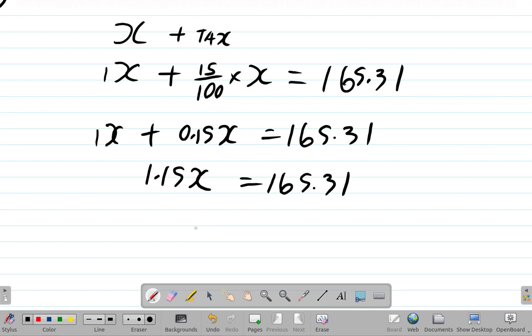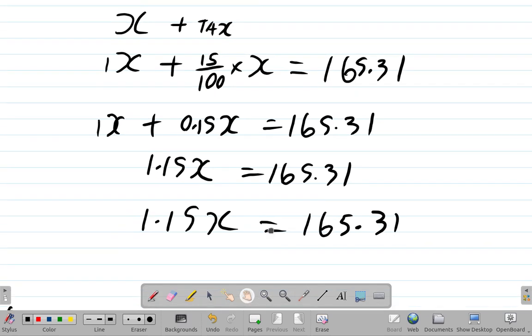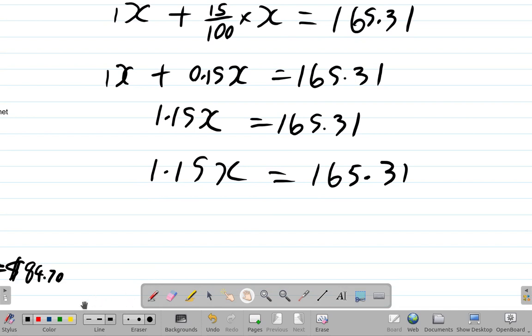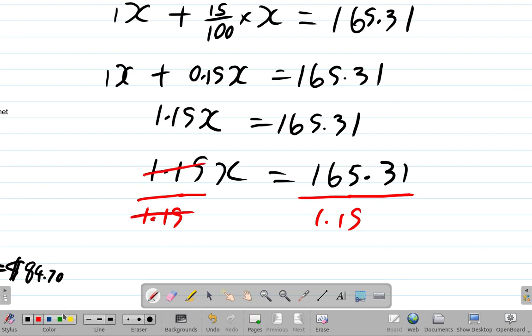You have to divide both sides by, 1.15X, divide both sides by 1.15, not X. Or did I say divide by X? What you do now is divide by 1.15, divide by 1.15. Let me draw this line. 1.15 cancels 1.15. So you have X equals, what is 165.31 over 1.15?